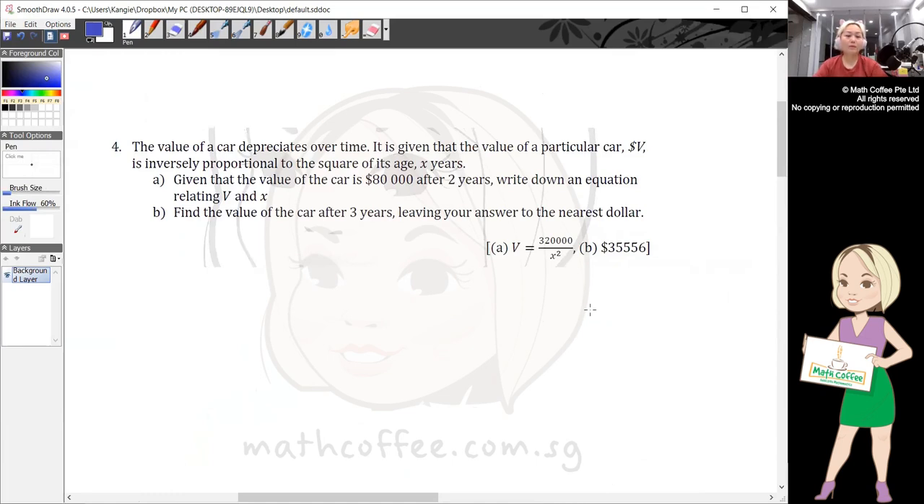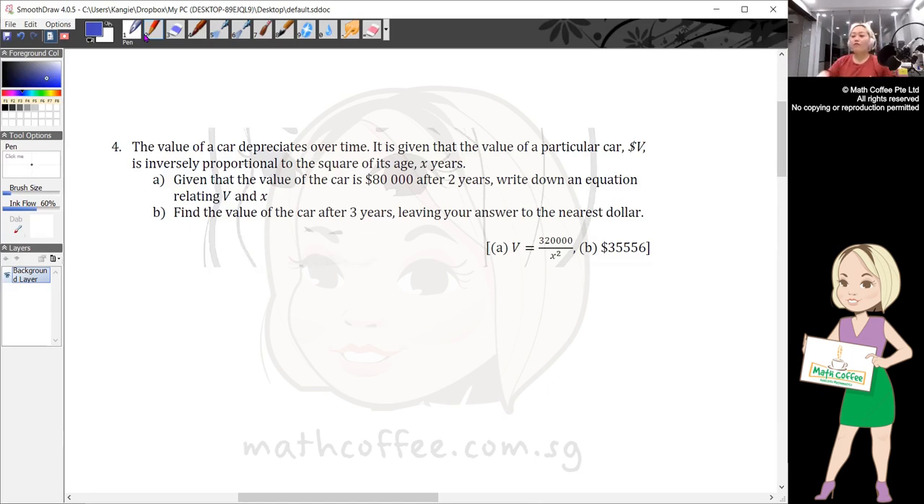Okay, this one talks about car depreciation. Okay, so you must know that when you buy a car, a car is not an asset. Okay, a car is a liability. The longer you own the car, the value of the car just gets lesser and lesser. That's called depreciate.